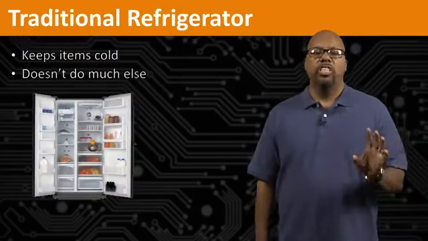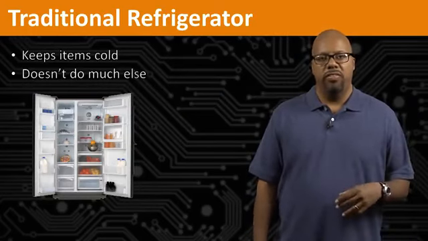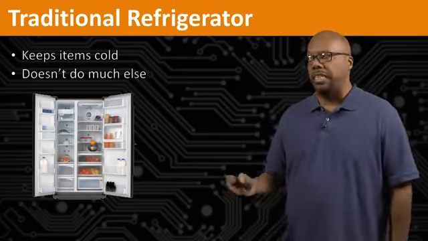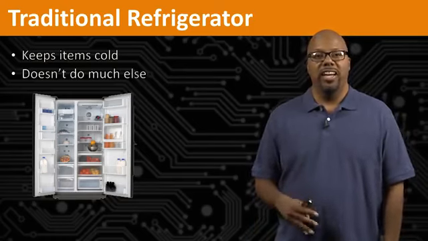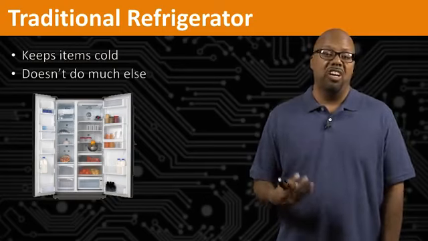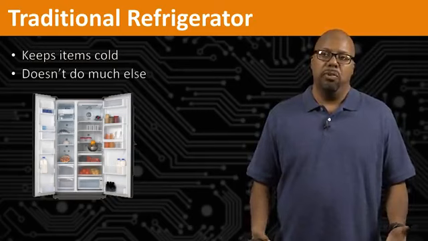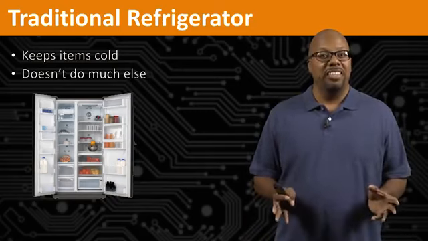So, a traditional refrigerator keeps items cold, right? This is a non-Internet of Things device. It keeps items cold, you put things in it, food, whatever it is. It's a real simple interface, and everybody knows how to use it. Decades ago, it was the same interface. A hundred years ago, you had a refrigerator that looked basically the same.